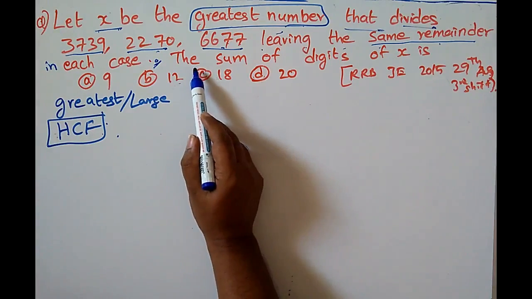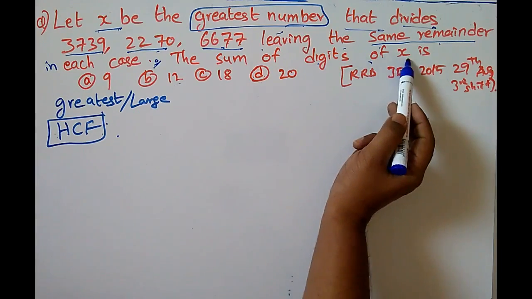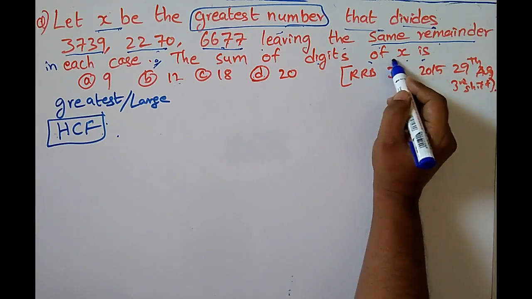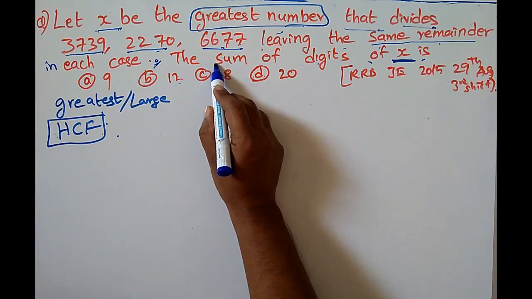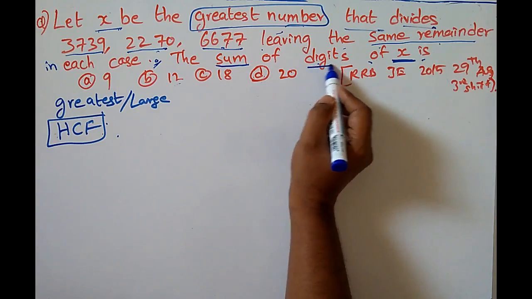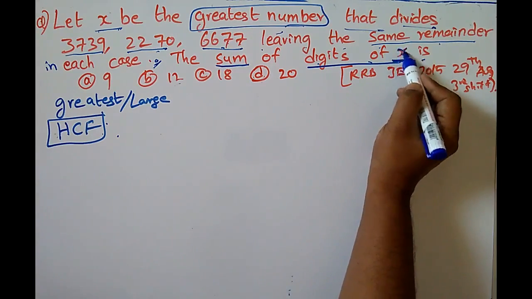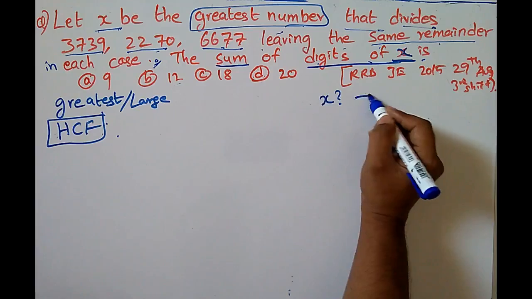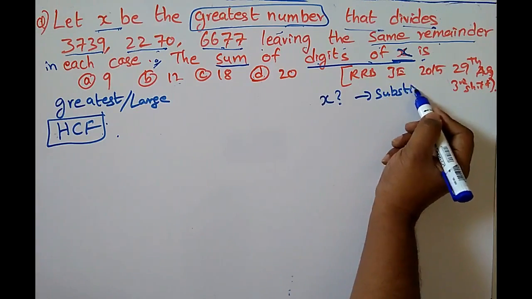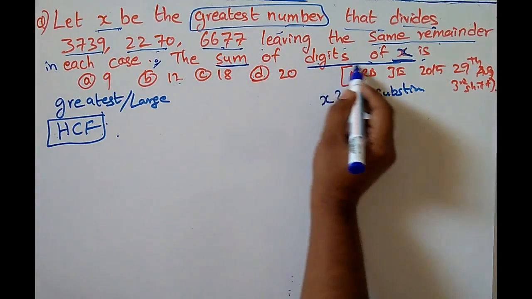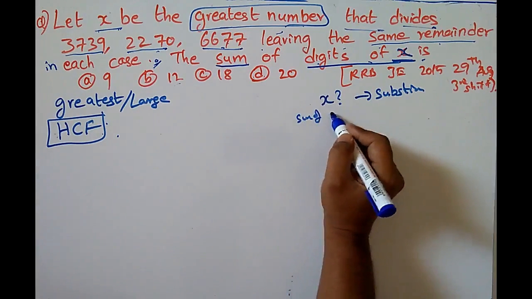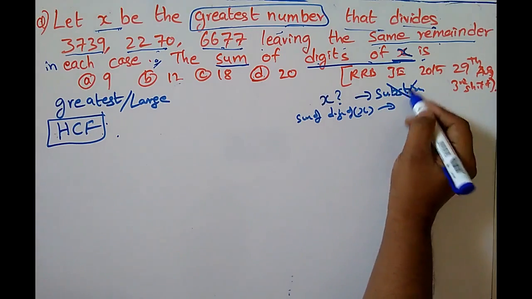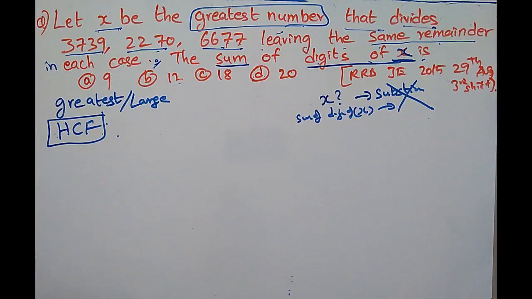For the question, the sum of the digits of x is. See friends, he is very clever. The examiner is very clever. He has given the question the sum of the digits of x. He doesn't ask for x. If he asked for x, then we would have gone for the substitution method. But he has asked the sum of the digits of x. Then your substitution method fails. We can't apply the substitution method. How?